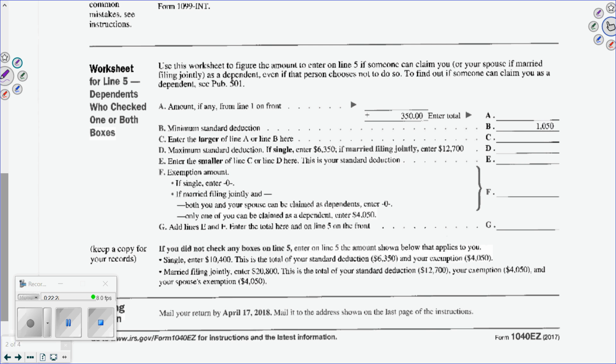Okay. So amount, if any, from line 1 on the front. Did we have anything on line 1? Yes. On line 1, we wrote 83,600. And then look, it says plus 350, and then enter total. So 83,950. Then it says the minimum standard deduction is 1,050. Then it says part C, enter the larger of line A or B here. What's larger, A or B? A. Okay, so I'll rewrite the 83,950.